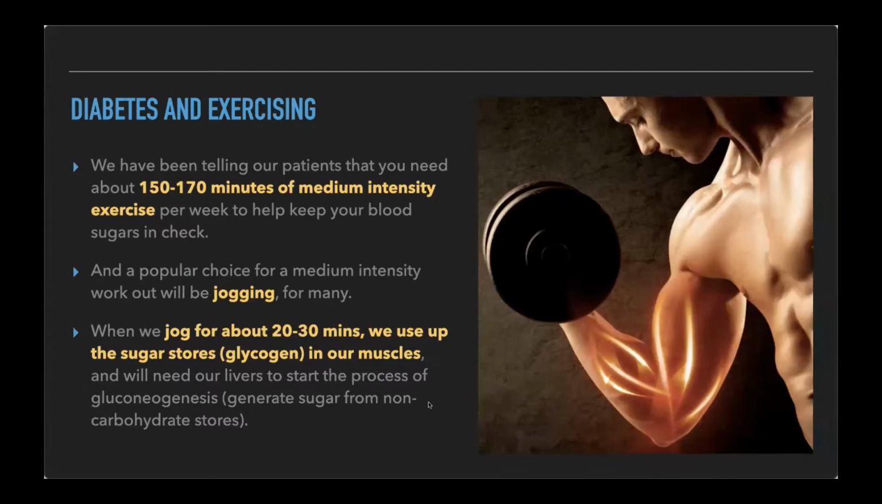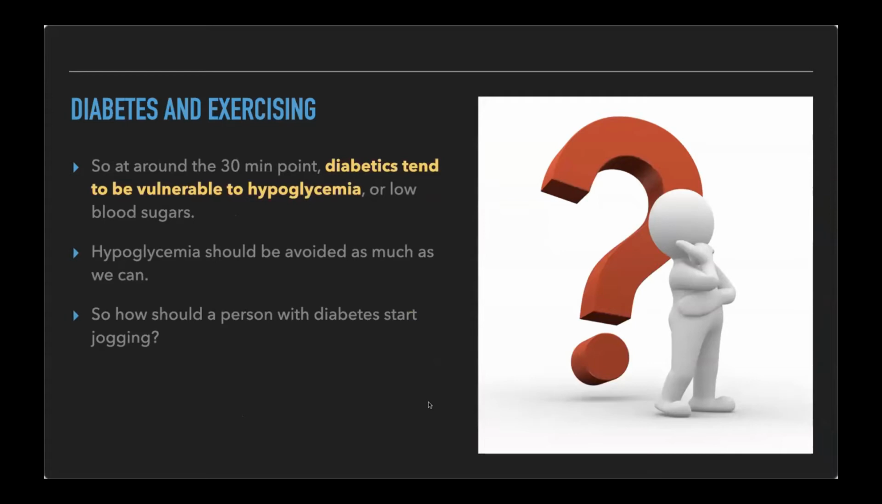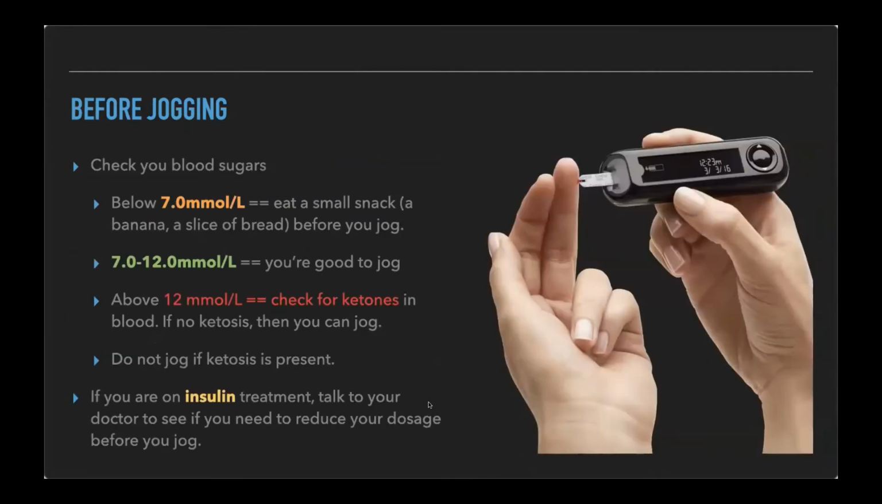When we jog for about 20 to 30 minutes, we use up the sugar stores in our muscles, and we'll need our livers to start the process of gluconeogenesis, which means to generate sugar from non-carbohydrate stores. So at about the 30-minute point, diabetics tend to be vulnerable to hypoglycemia or low blood sugar. Hypoglycemia should be avoided as much as we can. So how should a person with diabetes start jogging?